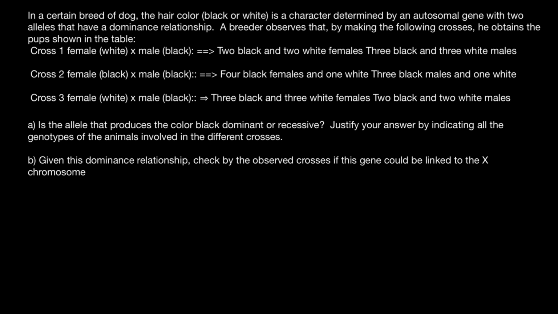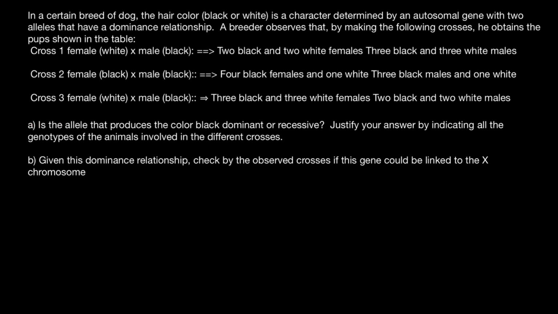Today's problem I got from one of my subscribers, and here's the problem. In a certain breed of dog, the hair color, black or white, is a character determined by an autosomal gene with two alleles that have a dominance relationship. A breeder observes that by making the following crosses, he obtains the pups shown in the table. And here are the 3 crosses and 2 questions.